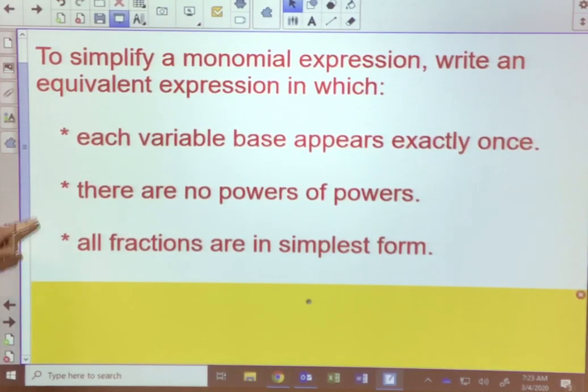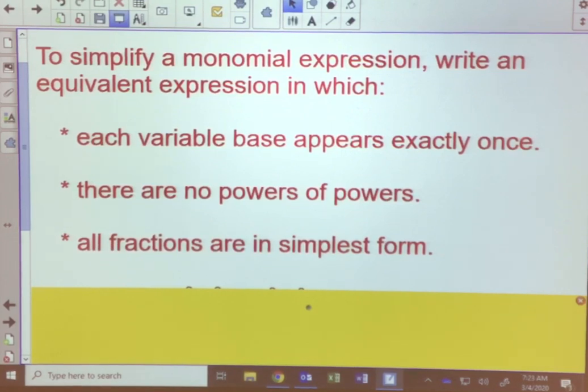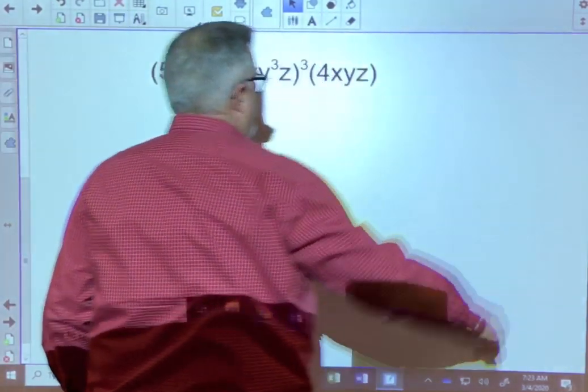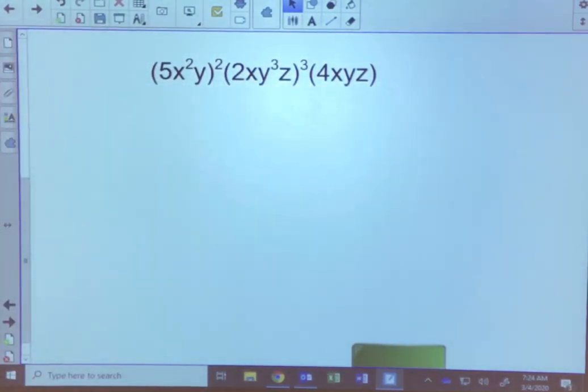So I'll give you a moment to go ahead and copy that down, and then we'll work the example that we have to go with this today. So let's take a look at this. Here's our problem. It says 5x to the second power times y, all that raised to the second power, times 2x, y to the third, z, all that raised to the third power, and then 4x, y, z.